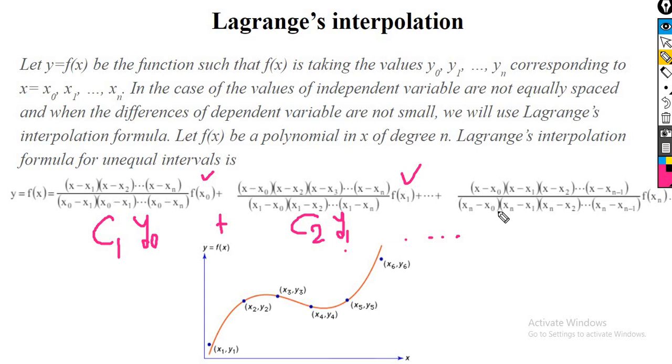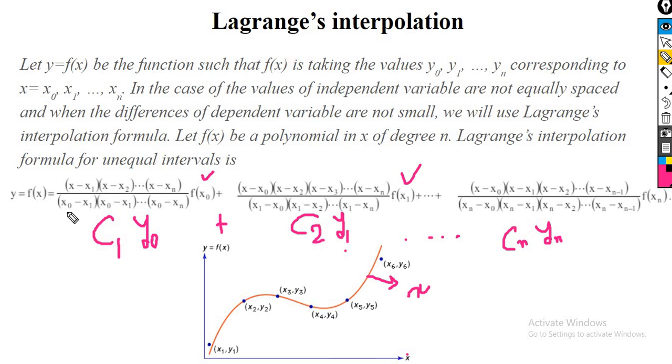Now what is the idea about the coefficients c1, c2 up to cn? So you can write cn yn. What is cn? In a very generalized form, think of x as the unknown value where you will try to find the function value. The first coefficient we write is for x0, so the numerator starts from the next point: x minus x1, x minus x2 up to x minus xn. And here we are going to write the denominator part.